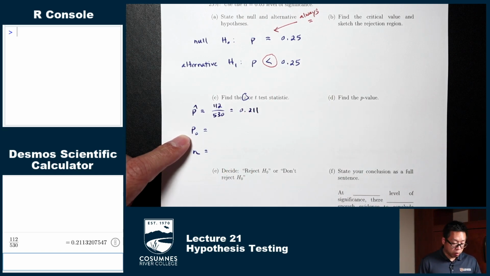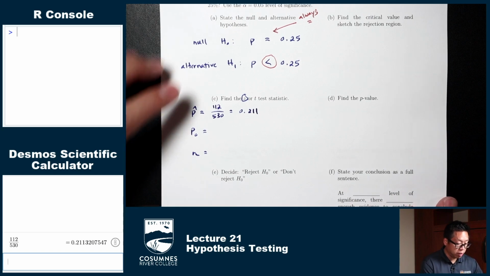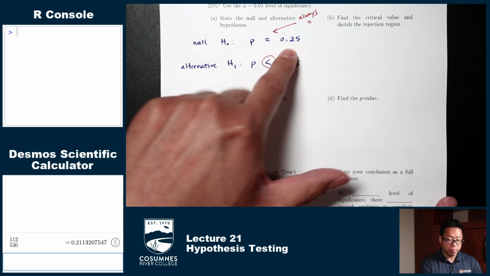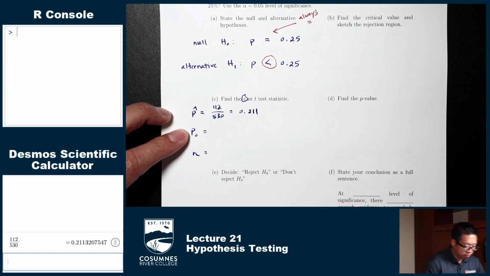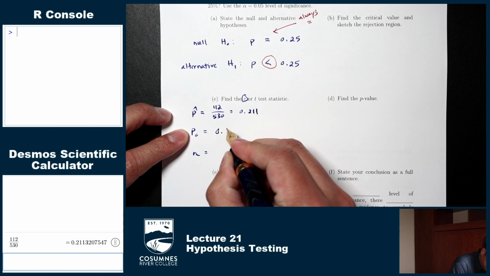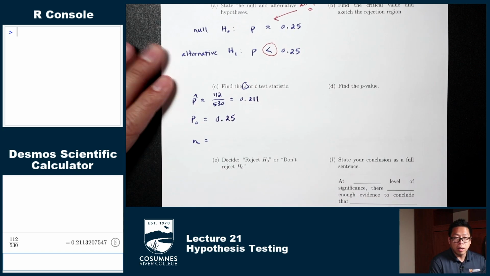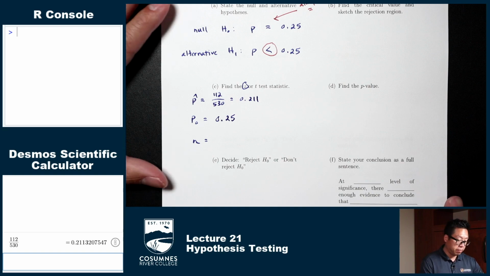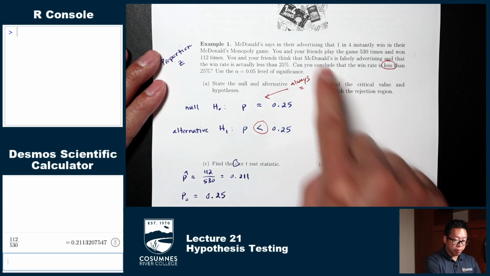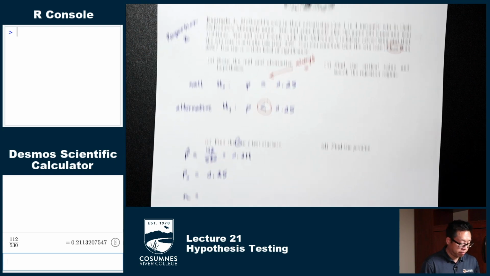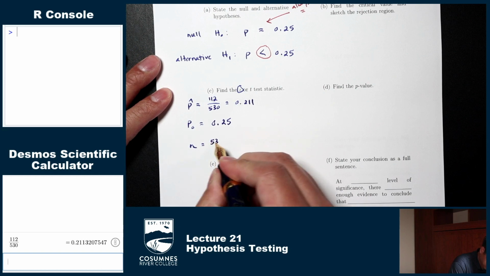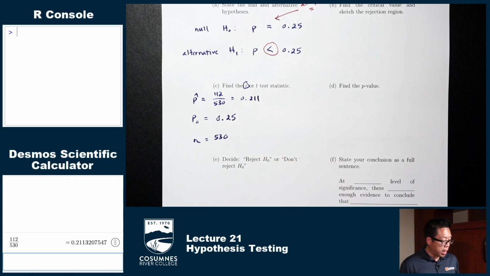P0. P0 is the proportion that you use in H0. In H0, our proportion was 0.25. So P0 is 0.25. And N always stands for sample size. So what is our total sample size? We played the game 530 times, so that's our total sample size. Okay, so we have everything we need to enter into the calculator.